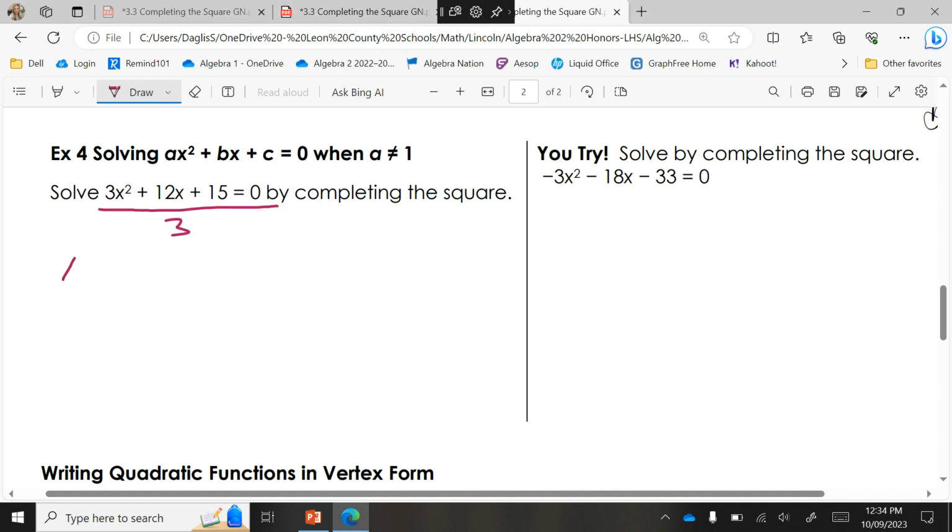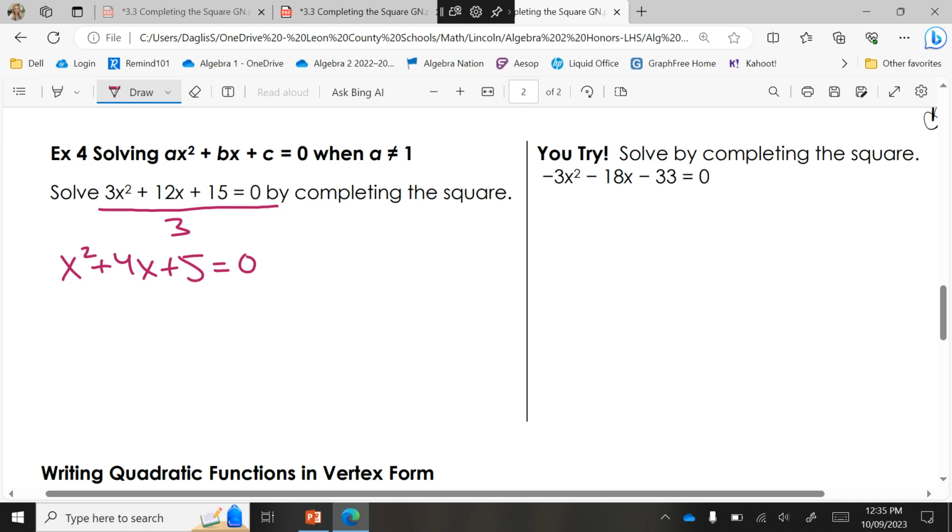And now it's x squared plus 4x plus 5 equals 0. 3 divided by 3, 12 divided by 3, 15 divided by 3, 0 divided by 3. Okay? All of them. Which means the 3 is now just gone. We don't need it anymore. Because it got divided by each and every piece, I don't need the 3 anymore.